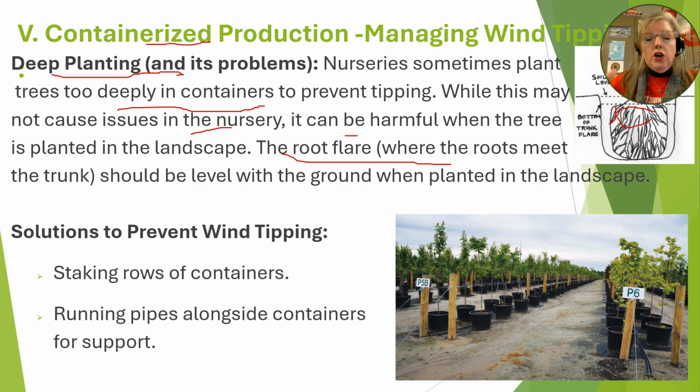So if in the nursery, in order to prevent wind tipping, they put them in a big pot, plant them deep, then when the person takes it home to plant it in their forever home, you're going to have issues with this flare. So some of the solutions to wind tipping is stacking the rows of containers.